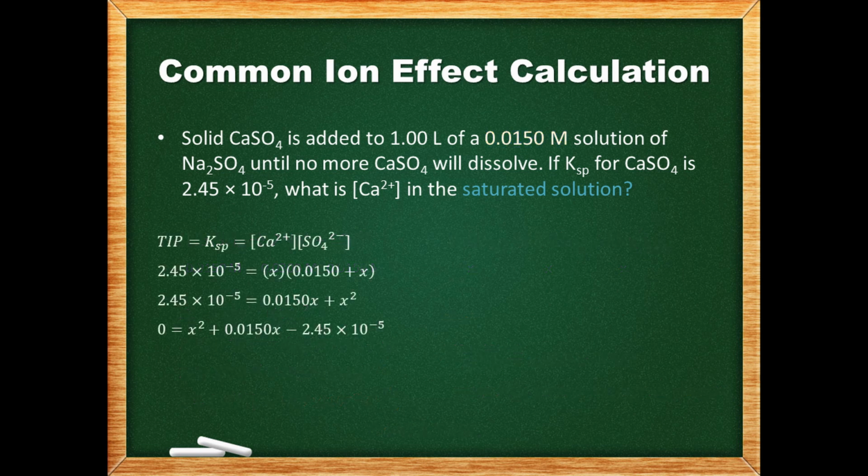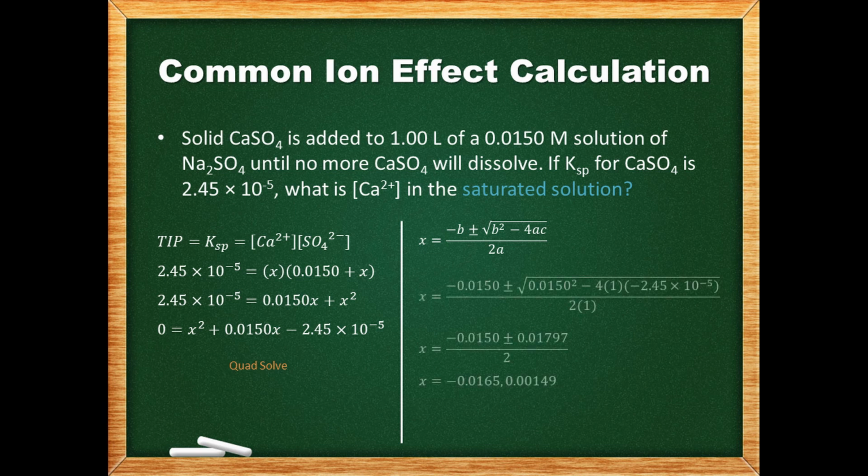If we assume that x is not negligible, then we get a quadratic equation. To solve this, we can use the quadratic formula. If you do have to solve a problem this way, then you should indicate it. When we plug our coefficients into the quadratic formula, we get two values for x. We can discard the negative one since we expect concentration to be a positive value.